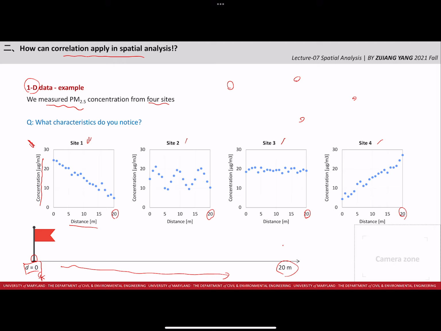Stays constant, relatively constant. It has some small fluctuations, but in general, it is relatively constant. And site 2 is oscillating. So we already know the characteristics of these 4 sites, and they are the typical examples.